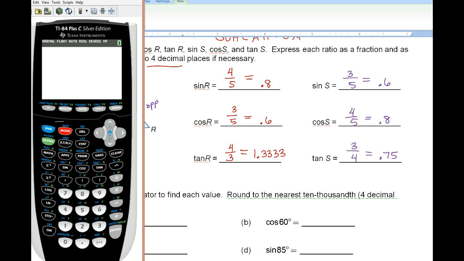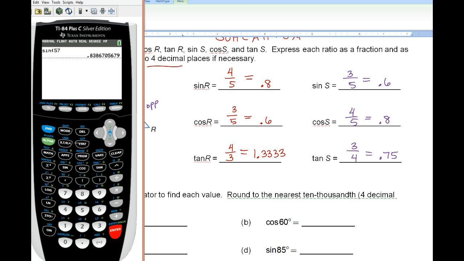Okay, so you're good. You're fine. Now, this is really easy. We want to find sine of 57 degrees. We're going to hit the sine button, type 57, and then press enter.